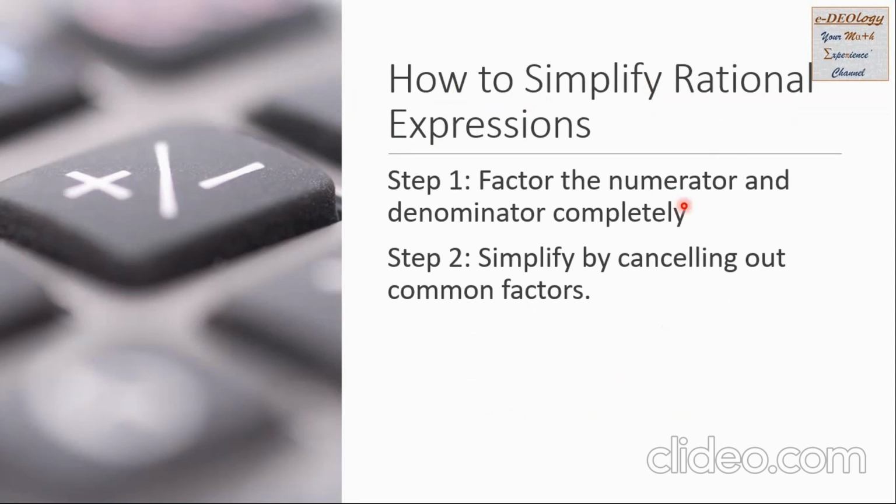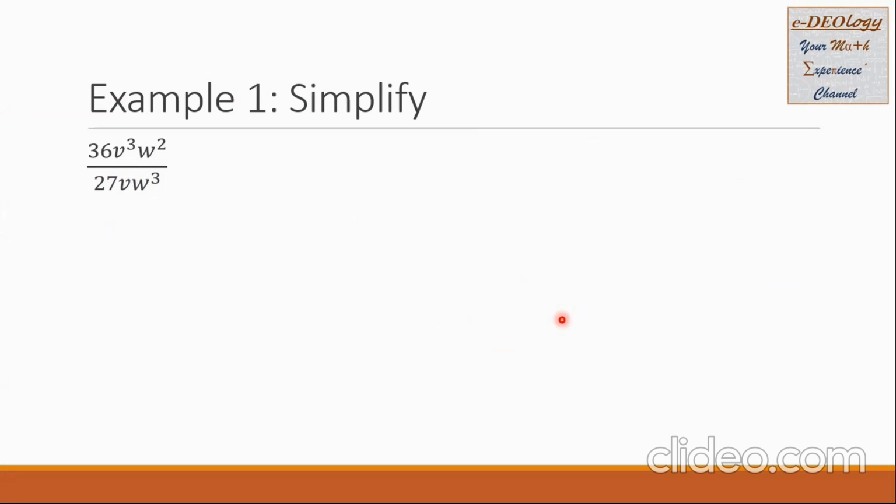How to simplify rational expressions. We have two steps here. In step 1, factor the numerator and denominator completely. Step 2, simplify by cancelling out common factors. Let's have example 1. Simplify 36v cubed w squared all over the denominator 27v w cubed.